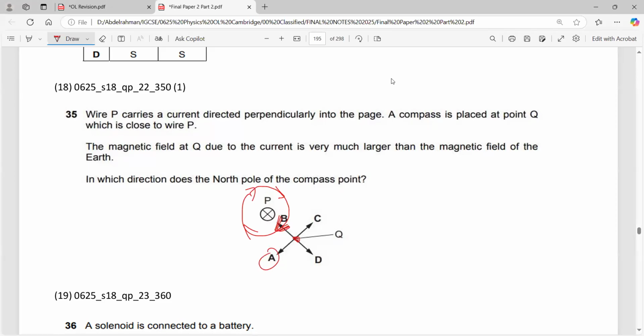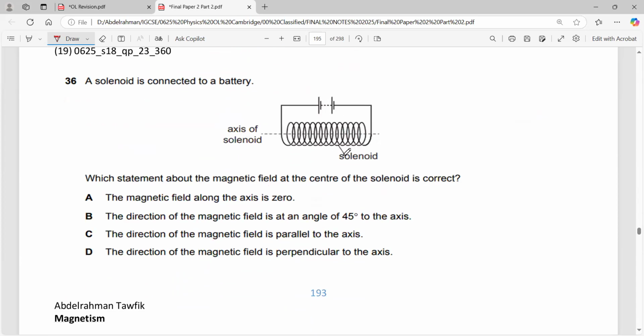Why? Because if I have a compass at this point, the compass would be pointing in this direction. Now, if I had a compass at this point, it would be pointing in this direction. What about in this point? It would be pointing in this direction. So basically, he's asking about the direction of the magnetic field at that point. Okay? It would be A.